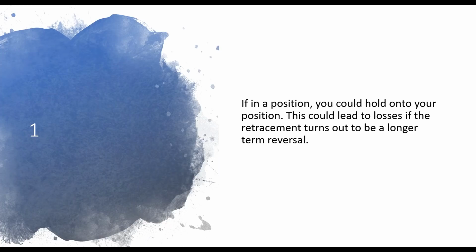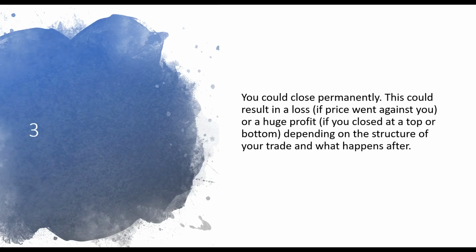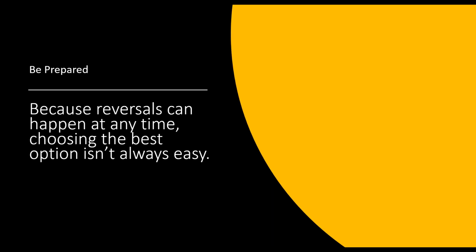If in a position, you could hold on to your position; this would lead to losses in the retracement and turn out to be a larger term reversal. You could close your position and re-enter it if the price starts moving with the overall trend again. And lastly, you could close permanently. This could result in a small loss if the price went against you far enough, or a huge profit, depending on the structure of your trade and what happens after. But you need to always be prepared. Because reversals can happen at any time, choosing the best option isn't always easy.